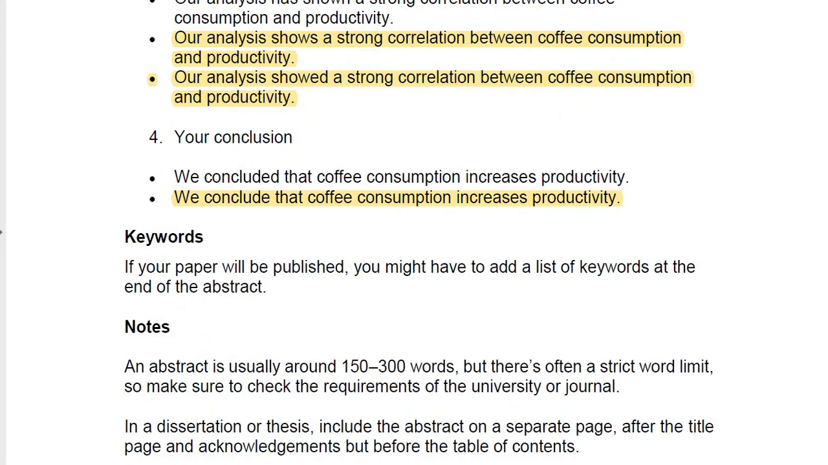If your paper will be published, you might have to add a list of keywords at the end of the abstract. Yes, these keywords should reference the most important elements of your research, to help potential readers find your paper during their own literature searches.